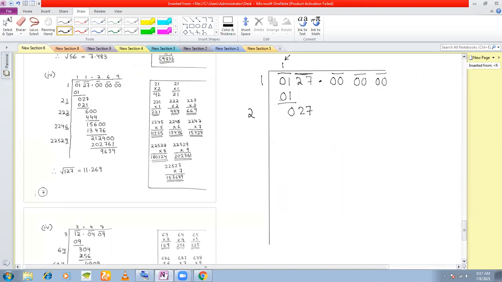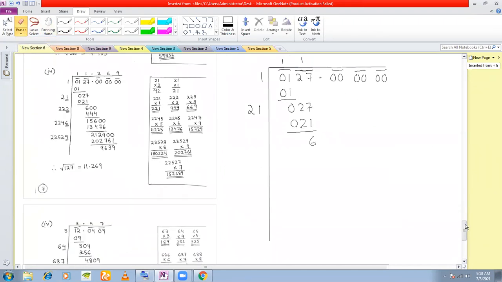Right? So now what to do? We have to insert a digit here. Which digit to insert? 27. 21 into 1 will give you 21. 22 into 2 will give you 44. So therefore, you insert 1 here. 21 into 1 will give you 21. Subtract, you get a 6. Is this step clear to everyone?